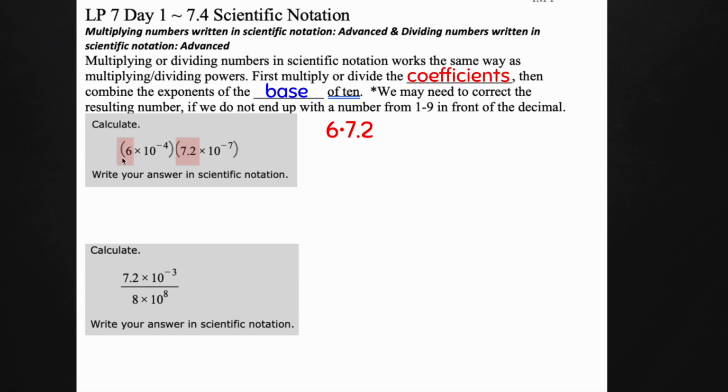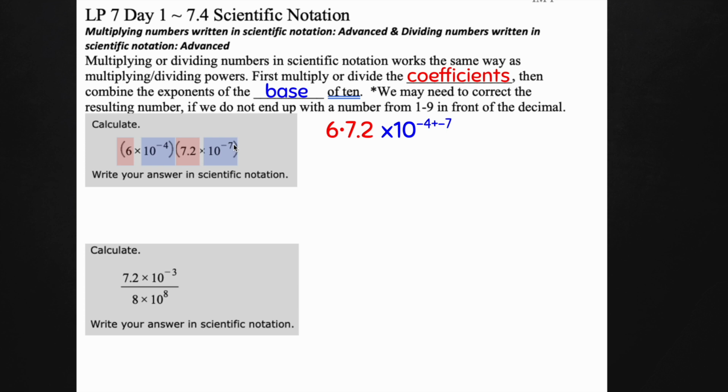So we want to multiply the two coefficients. We have 6 times 10 to the negative 4th and 7.2 times 10 to the negative 7th. So we have 6 and 7.2. Those are my coefficients. Remember, those are the numbers that are being multiplied, usually in front of an exponent, but in this case, it's our coefficient of the scientific notation. So we're going to multiply our coefficients, and then we're going to deal with the base of 10. So I have 10 to the negative 4 and 10 to the negative 7.